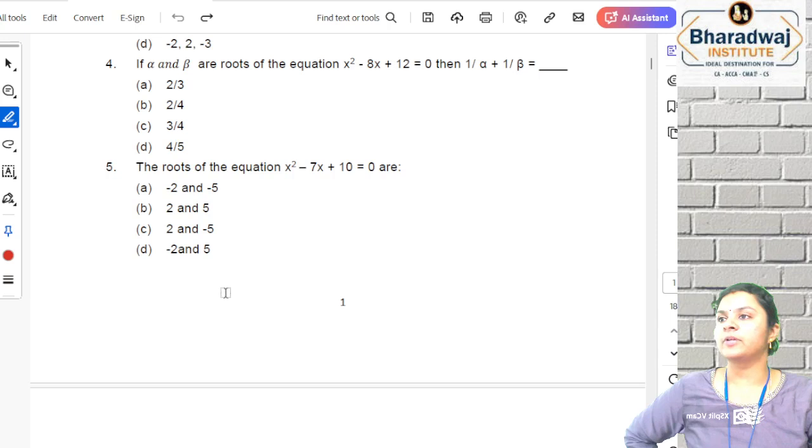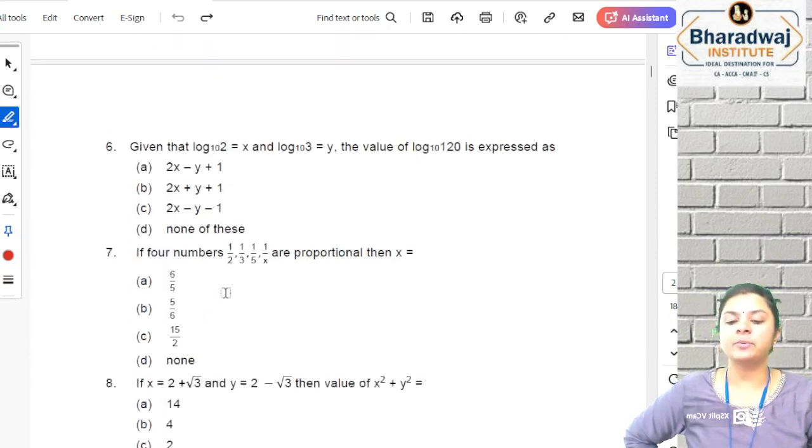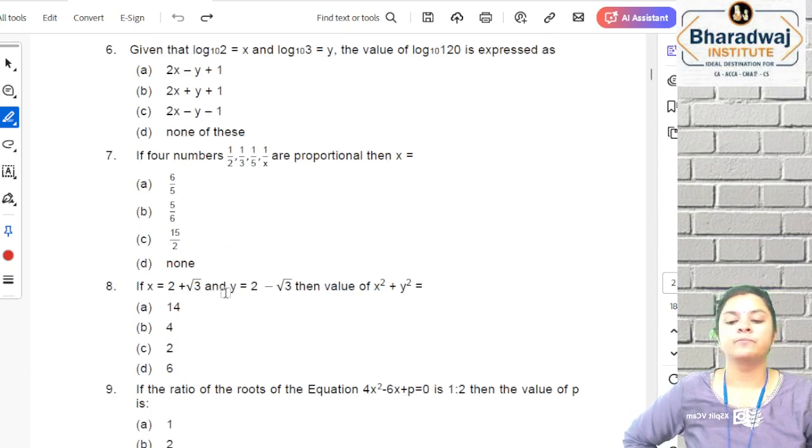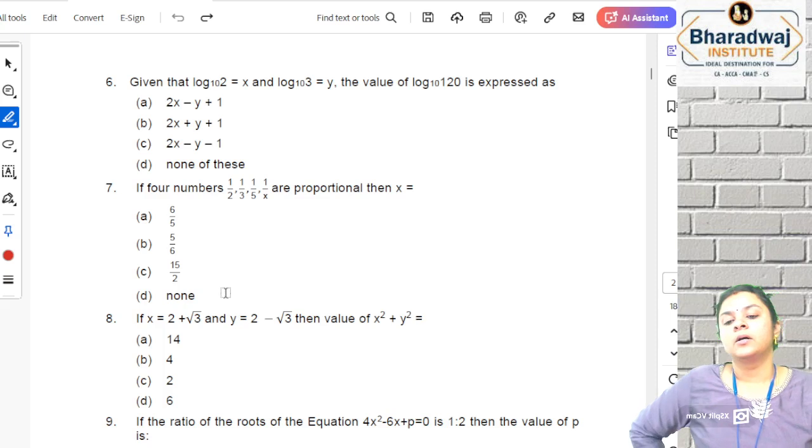Next, roots of the equation you can directly simplify and solve. I am not getting into the solution for simple questions. Whichever are different ones, that one alone we'll solve in the class now for paucity of time.